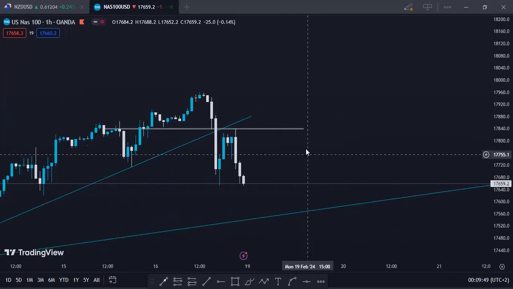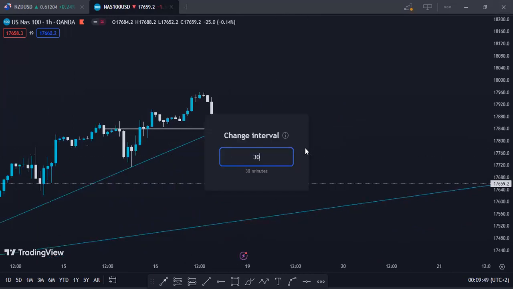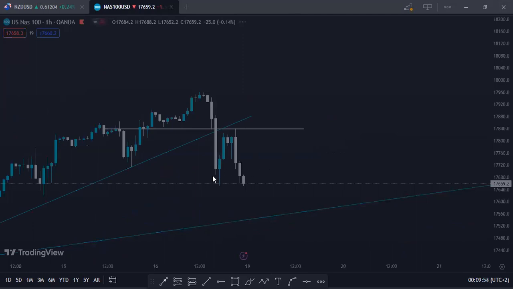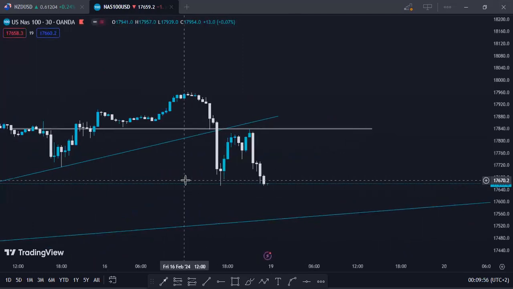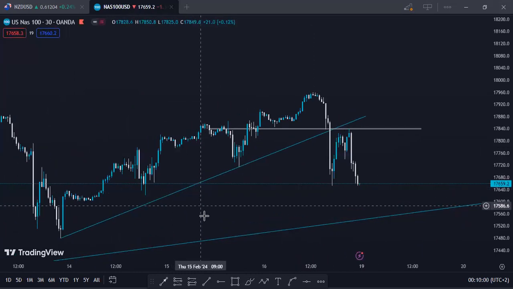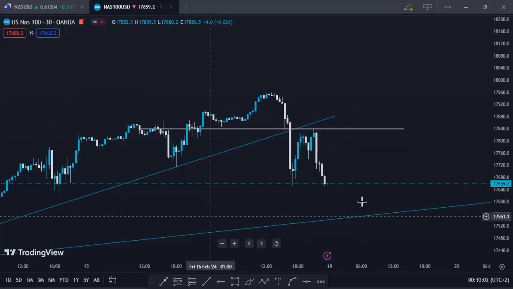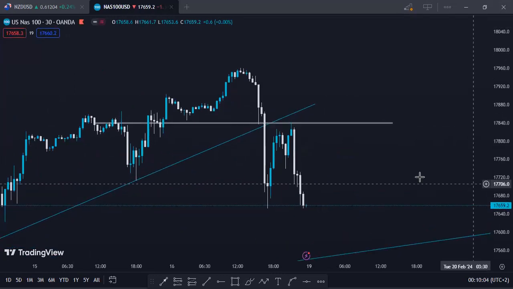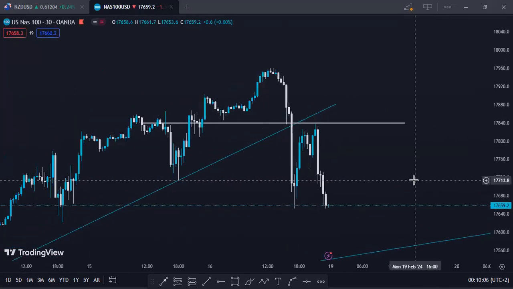So let's check on the 30 minutes. The only time I go on the 30 minutes, guys, is when I trade NAS100. Otherwise, I never use the 30-minute time frame. I never go below the 1 hour. It's only when I don't find confirmations on the 1 hour that I go lower.